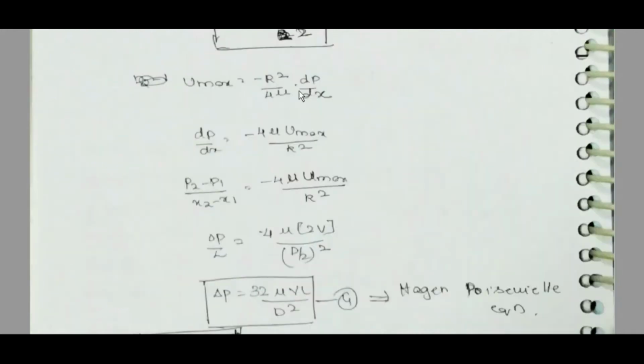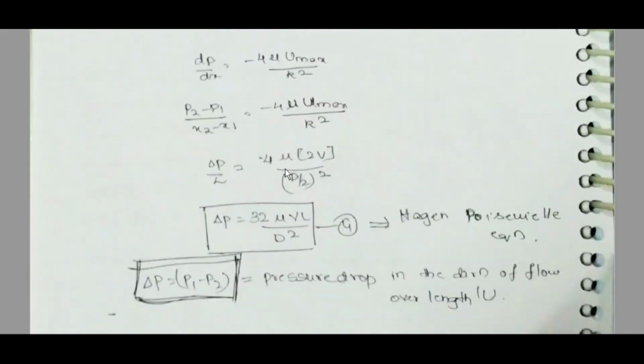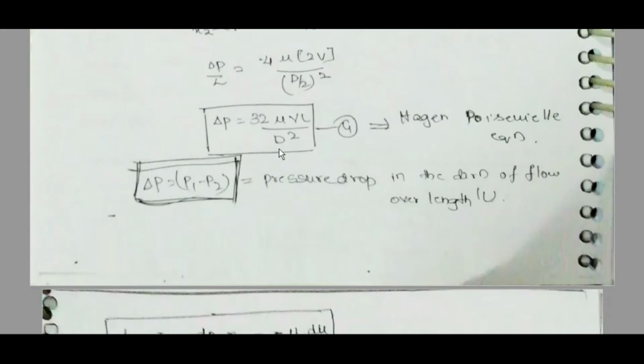u max is equal to minus R square by 4 mu dp/dx. So dp/dx is equal to minus 4 mu u max by capital R square. (P2 minus P1) by (x2 minus x1) is equal to minus 4 mu u max by capital R square. Delta P by L is equal to minus 4 mu into 2V by (D by 2) whole square. Delta P is equal to 32 mu V L by capital D square. This is the Hagen-Poiseuille equation, where delta P is equal to P1 minus P2, the pressure drop in the direction of flow over length L.